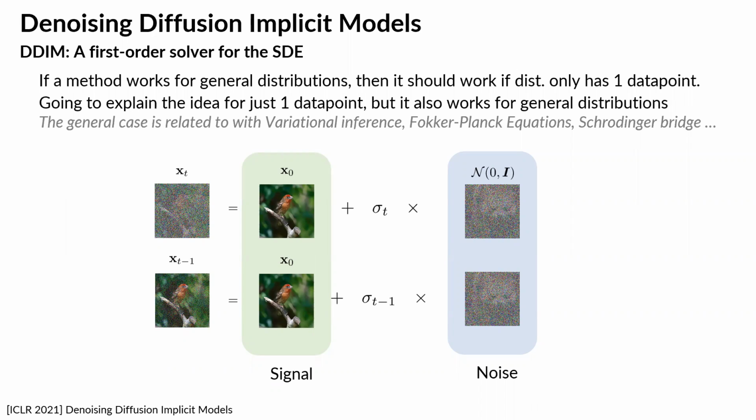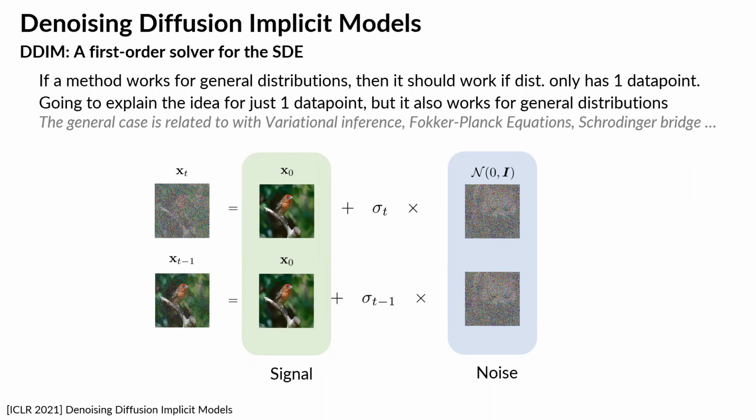So today, to keep things simple, I'm going to only describe the idea derived from the case where your distribution only has one data point. If any method works on generative distributions, it has to work on one data point. So I'm trying to do the reverse. I'm going to explain the idea of DDIM just for one data point. But if you take it deeper, it also works for generative distributions.